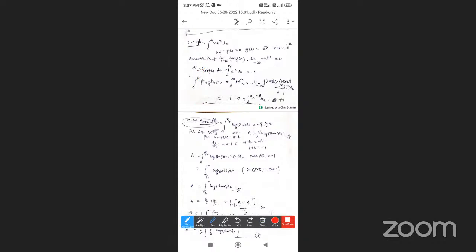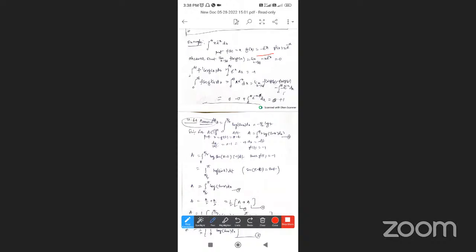Let g of x is equal to minus e power of x, so g dash of x is equal to e power of minus x. So what happened? Upper limit minus lower limit you can apply. The limit 0 to infinity of f dash of g of x, that is e power of minus x dx, is equal to minus 1. So we have to take upper and lower.